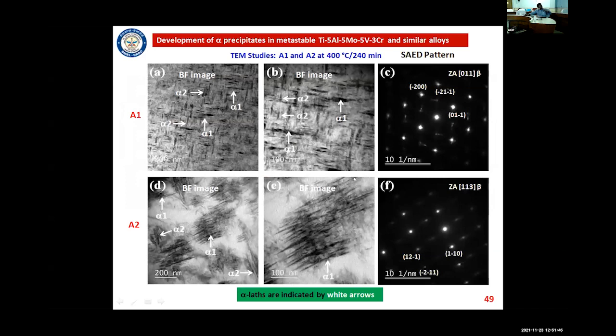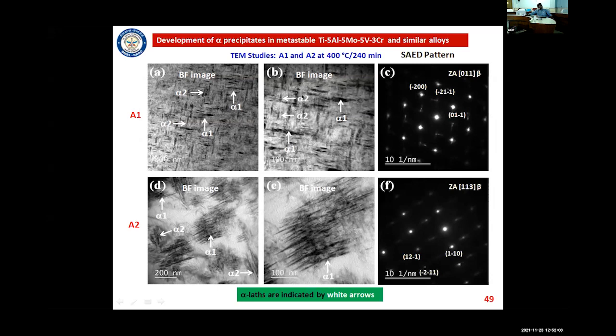As I mentioned earlier, I have also explained the application of TEM, like bright field, dark field, and the selected area diffraction pattern we can take. Now I'll give some examples with this explanation. I have carried out the TEM studies for LI A1 and A2, which are aged at 400 degrees centigrade for 4 hours.